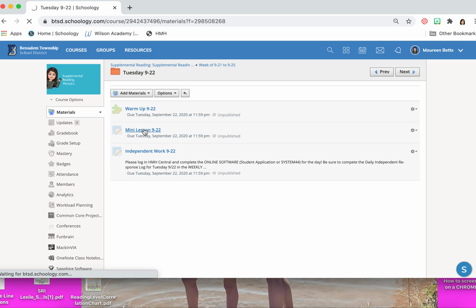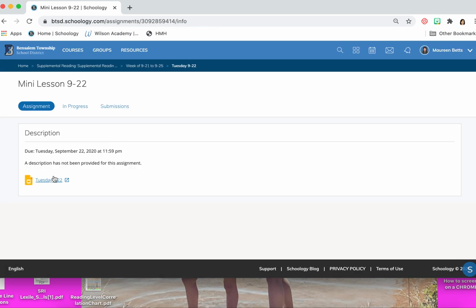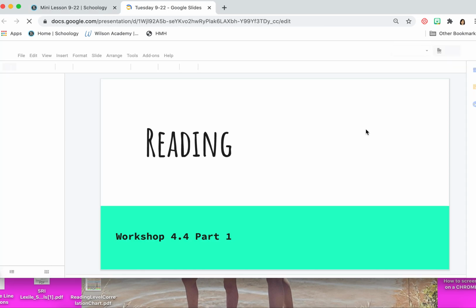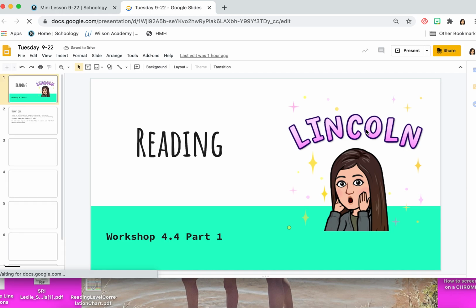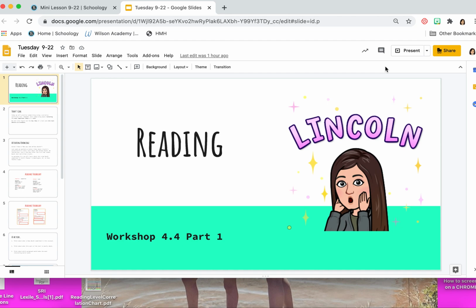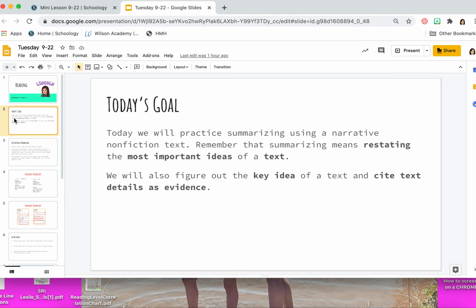Let's take a look at our mini lesson. All right, so we're still talking here about Lincoln. Remember, this workshop 4 is called The Hunt for Lincoln's Killer. So our goal for today is to practice summarizing using a narrative nonfiction text. Remember that summarizing means restating the most important ideas of a text.